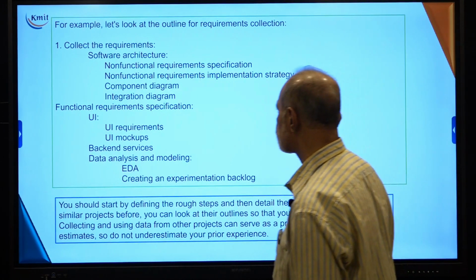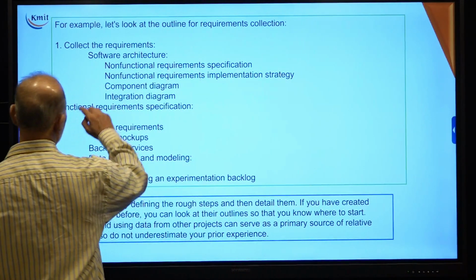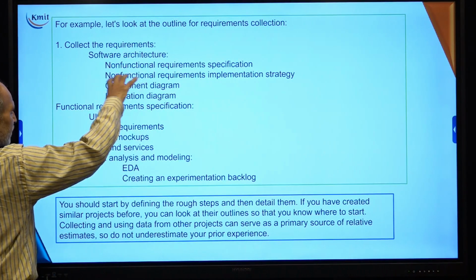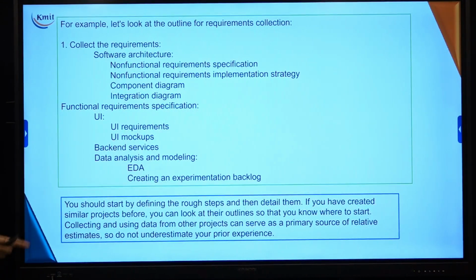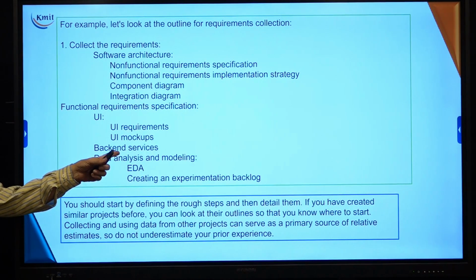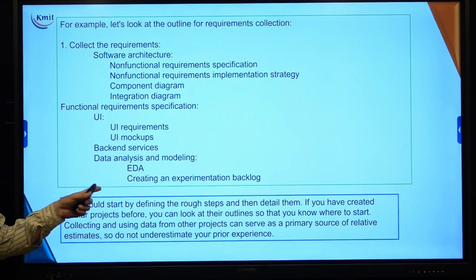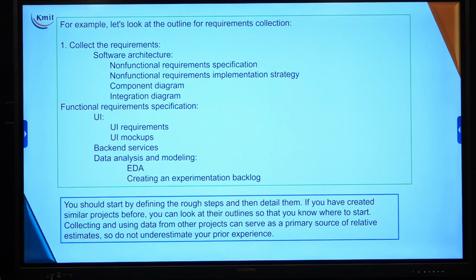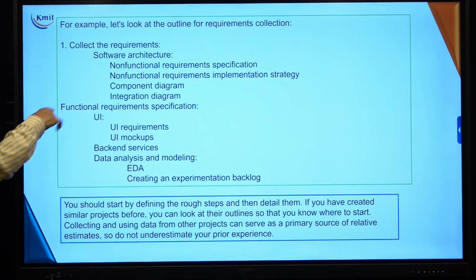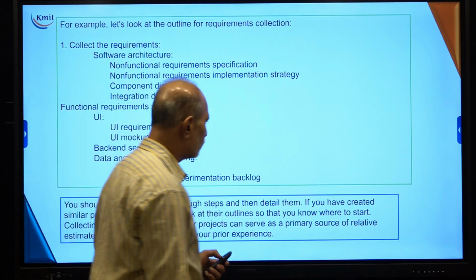So, for example, let us look at the outline of the requirement collection. What are the software architecture I require? So, I will have to go with the non-functional requirement, the functional requirement, the component diagram, and the integration diagram. So, this is all about the software. Then I have a functional requirement. Do I require a user interface? Do I require a user mockup? Do I require a backend service like storage services or not, or data analysis services and model or not, or EDA services or not. So, all this listing put together gives me a very good comprehensive idea about the estimation process. So, we can start with the rough step and can go to the final one.